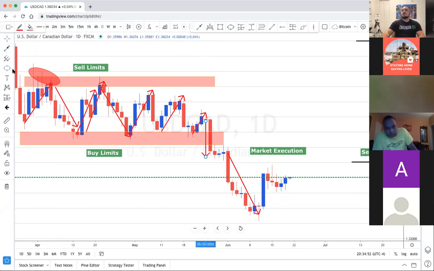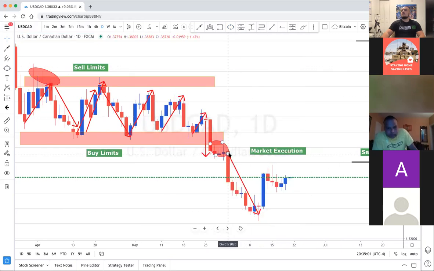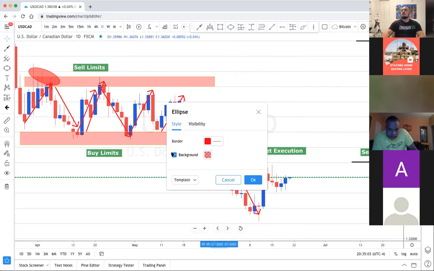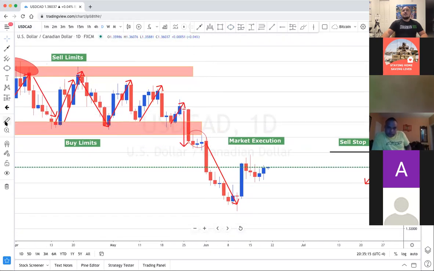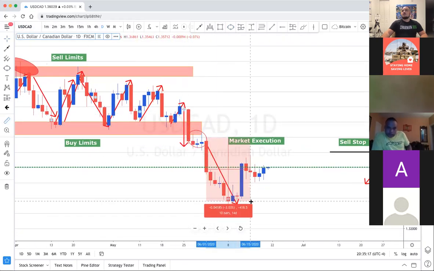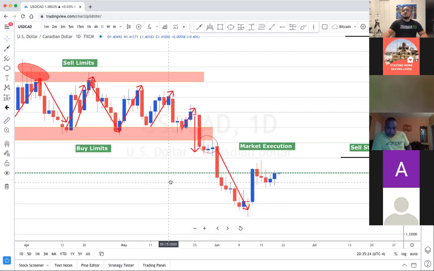And then what happens here? Look at this. It wicks off of this area right here. You see these wicks right there? What is that saying? Price is rejecting. It comes down, it breaks through, it rejects, and then it tanks. 460 pips. So where would you have entered this trade?